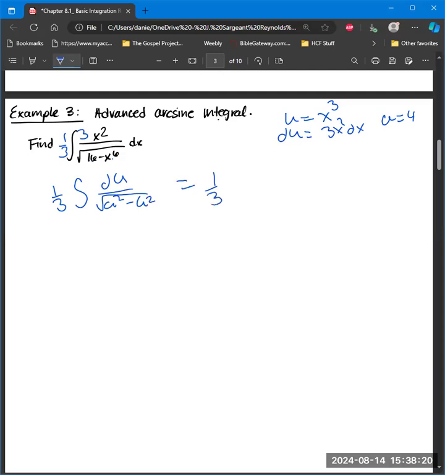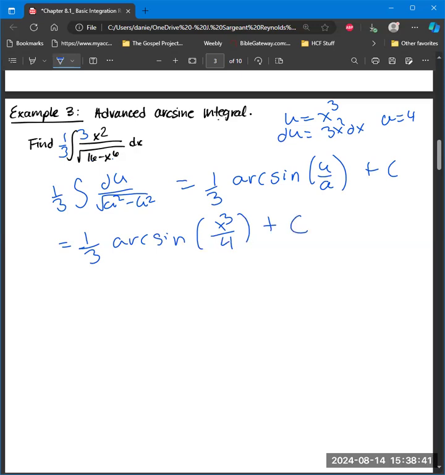It's going to be 1/3 arc sine of u over a plus c. It's going to be 1/3 arc sine of x cubed over 4 plus c.